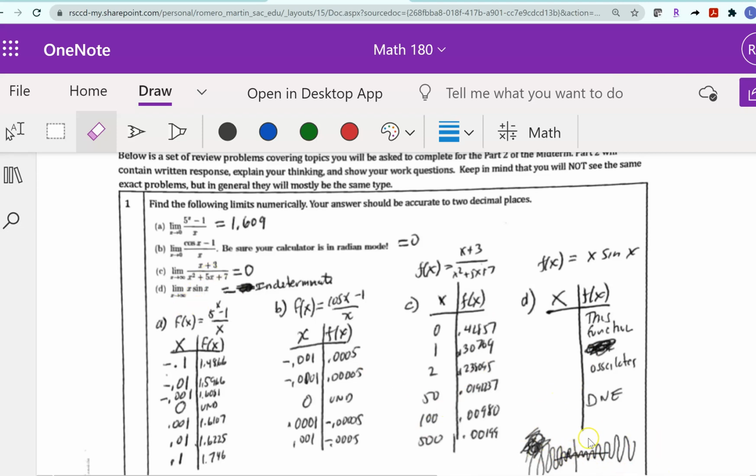And that's again because the sine function is positive or negative, right? It stays within positive or negative 1. And so this x acts like an amplifier. And that's why this one is indeterminate too, because it just goes up and down, and back to positive and negative infinity in different values. So that's the process of evaluating limits numerically.